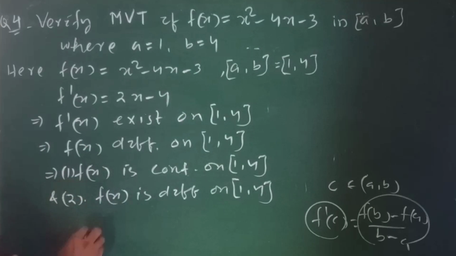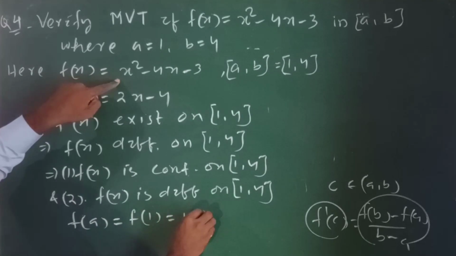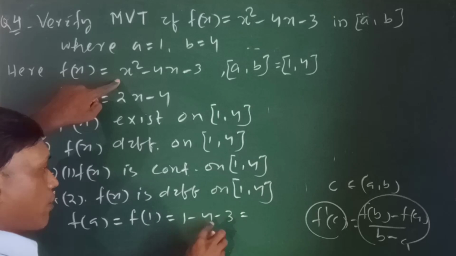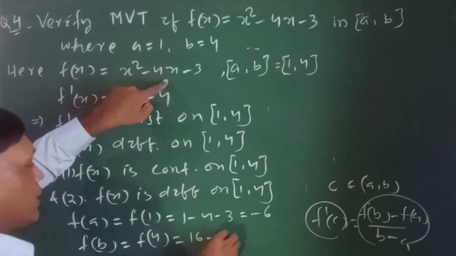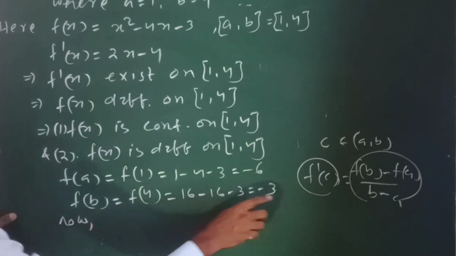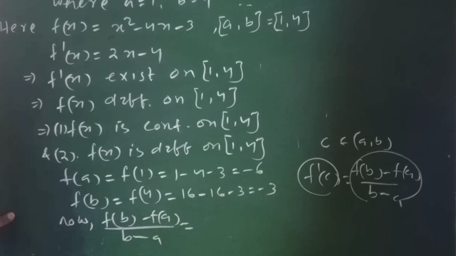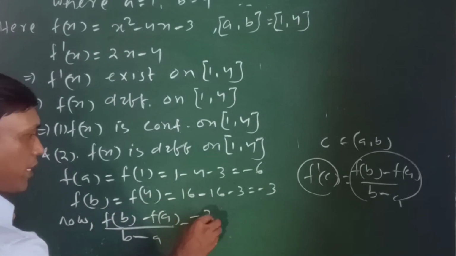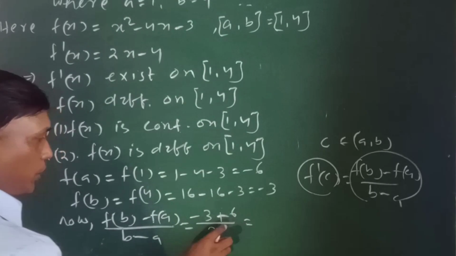So look at here, we have f of a, where a is 1. f of 1: put here f of x, so f of 1 is 1 minus 4 minus 3, this is 1 minus 7, which is minus 6. f of b, where b is 4: f of 4, put here 4 square is 16, minus 4 times 4 is 16, minus 3, so this is minus 3. Now we have to find f of b minus f of a by b minus a, which is equal to f of b, minus 3, minus f of a, minus 6, so plus 6, by b minus a, which is 3. So this is equal to 1.